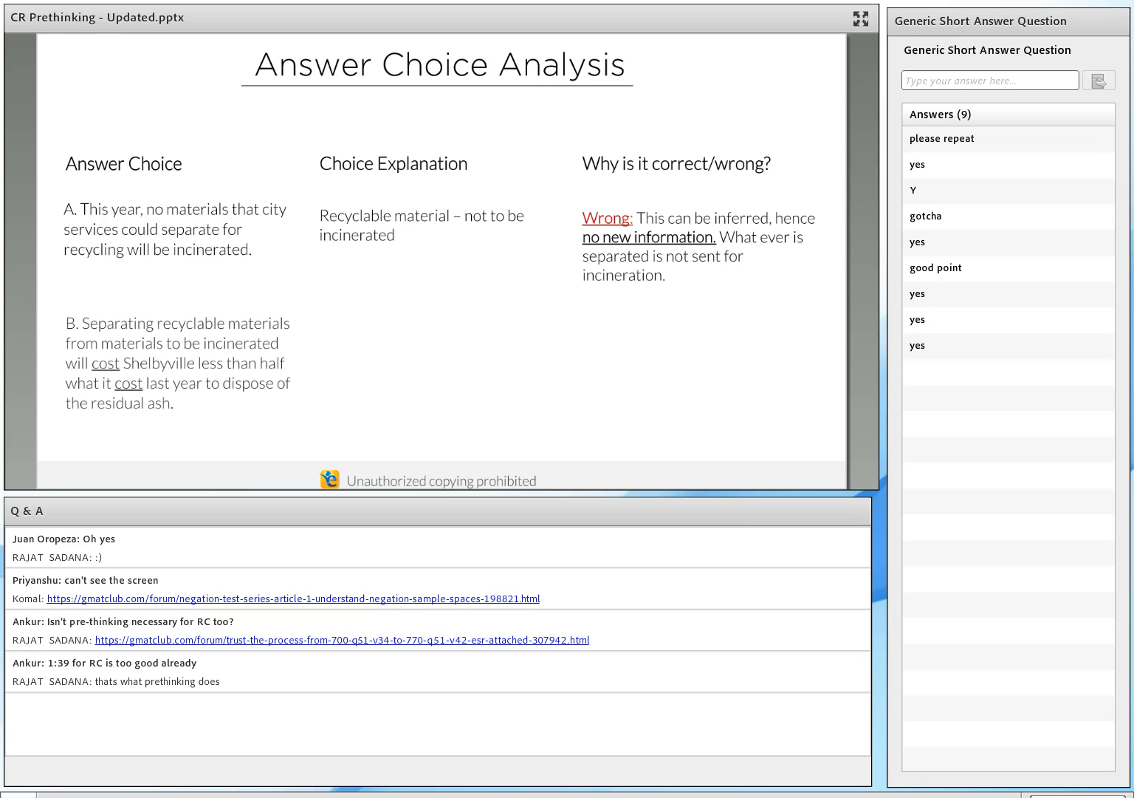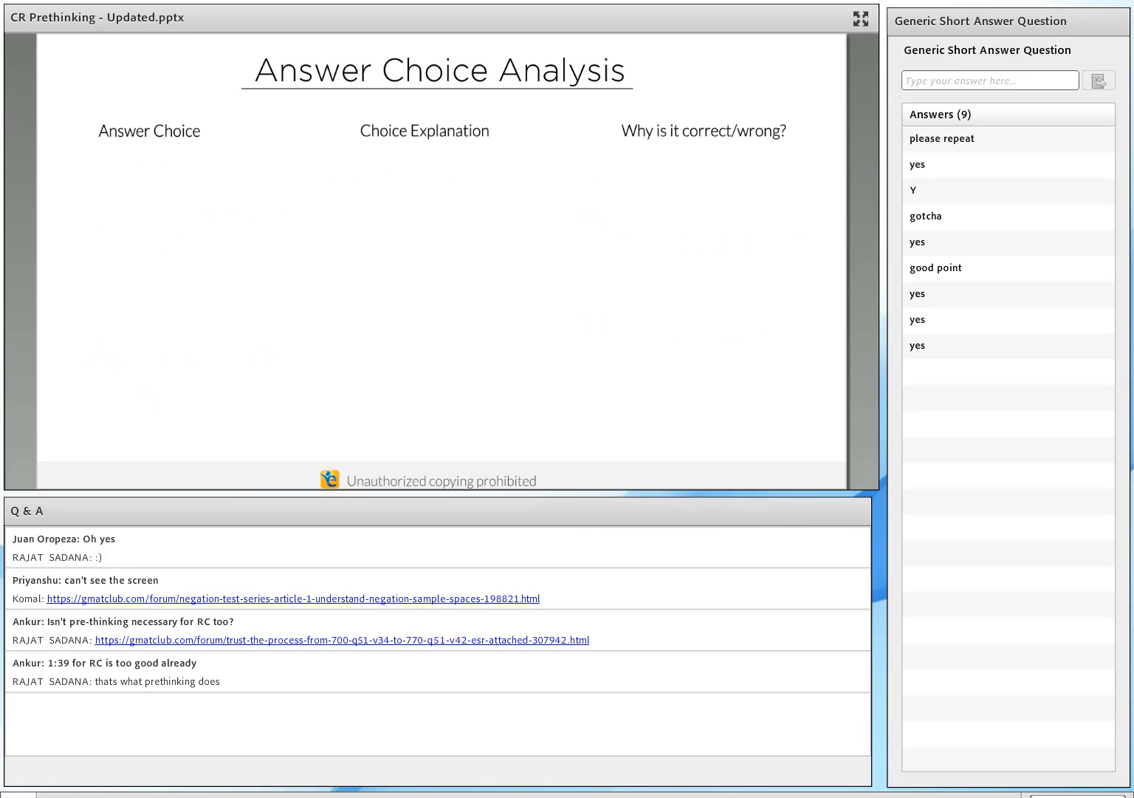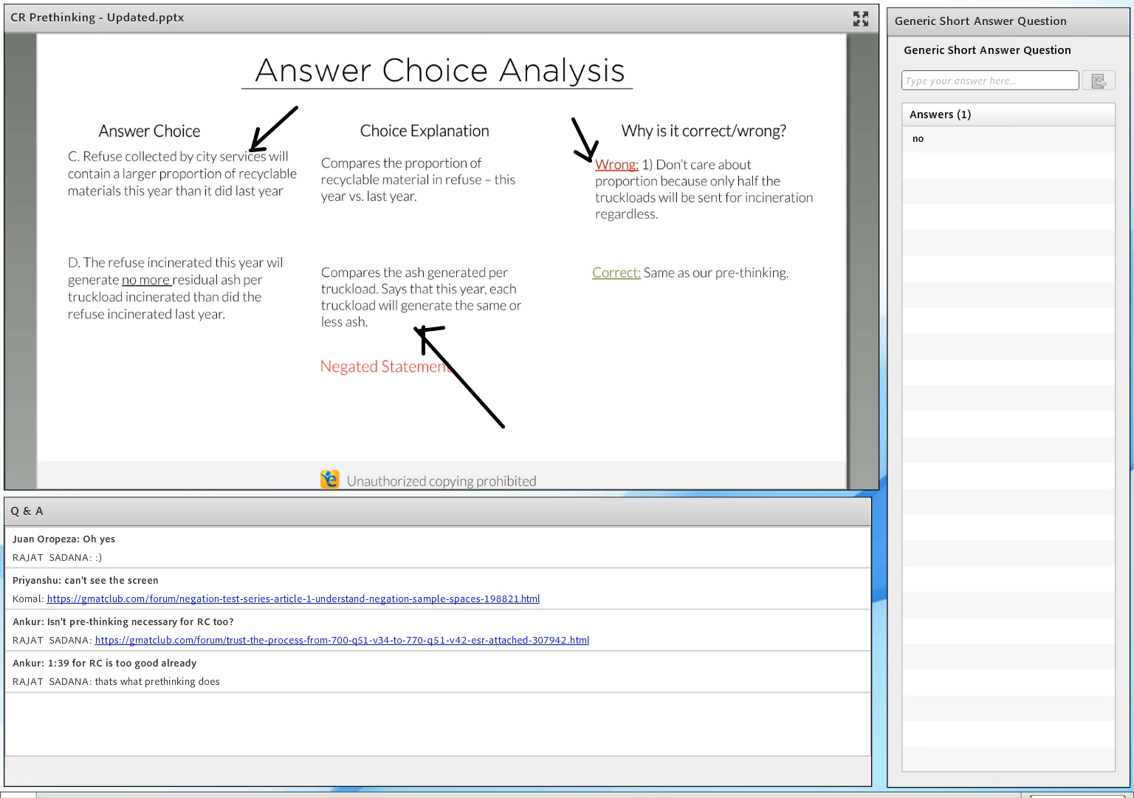The cost is irrelevant. Why? Because we are not concerned about cost. Let's look at choice C. Choice C says the proportion of recyclable materials. Do we care about the proportion of recyclable materials if I'm only going to send half as many truckloads for incineration? No, because I'm only going to send half as many truckloads. Choice D is in line with our pre-thinking, so I'm not going to focus on that a whole lot more.